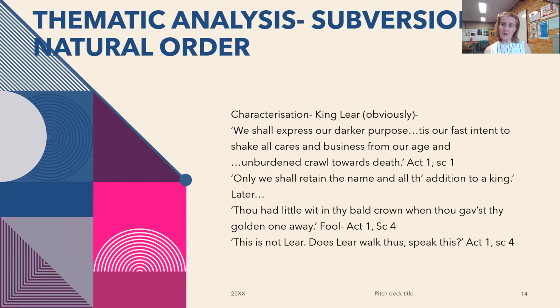So from the very outset of Lear entering the stage, we see and we hear in his language choices a subversion of order. He says at the start of his address, "we shall express our darker purpose." So why choose the words darker purpose if this is something that you are reconciled to, that you feel good about?